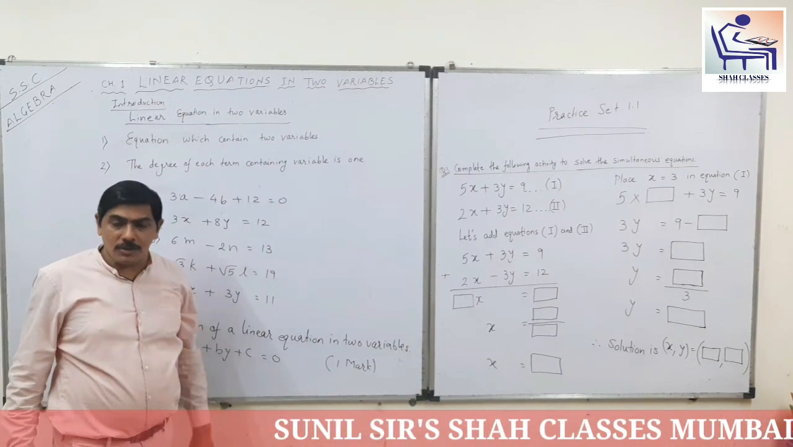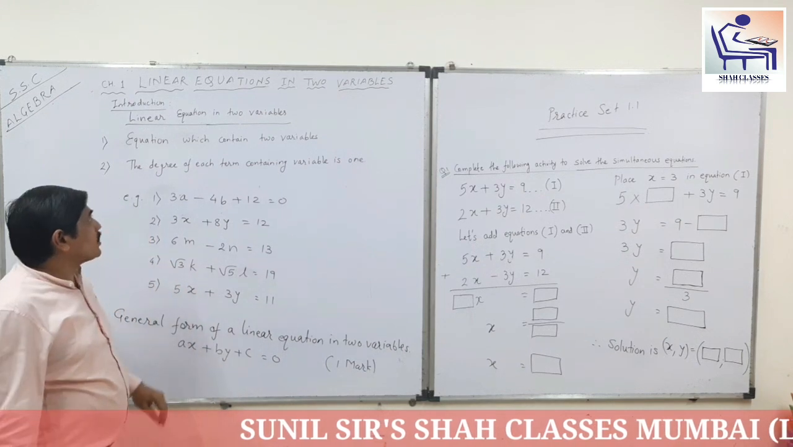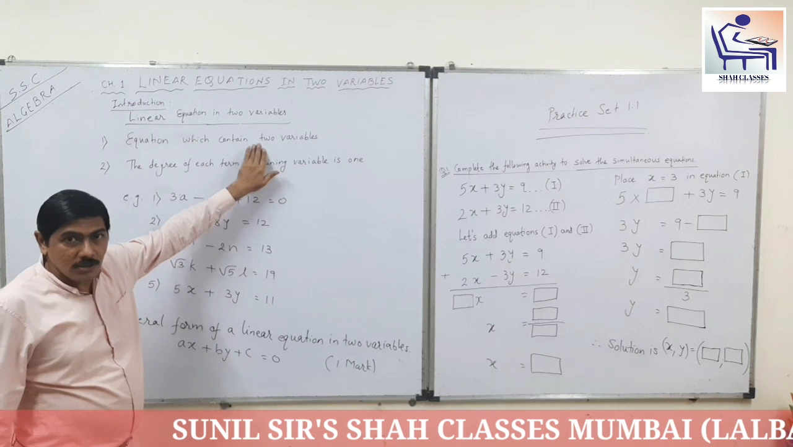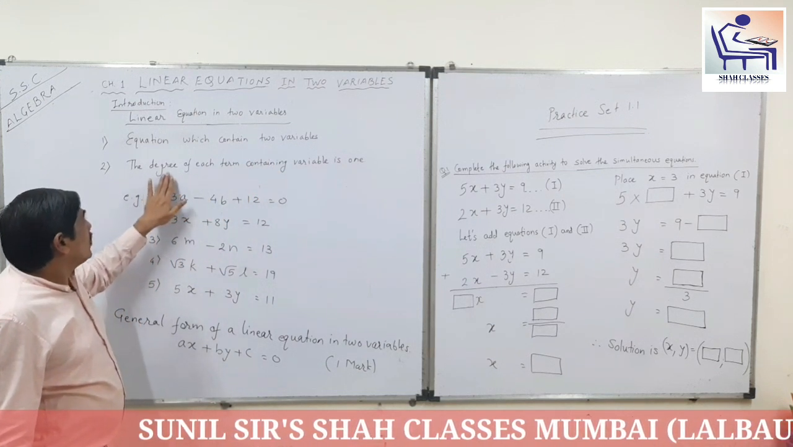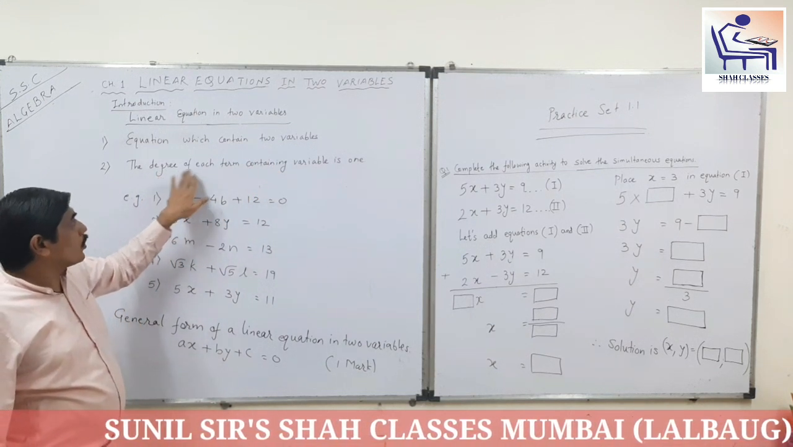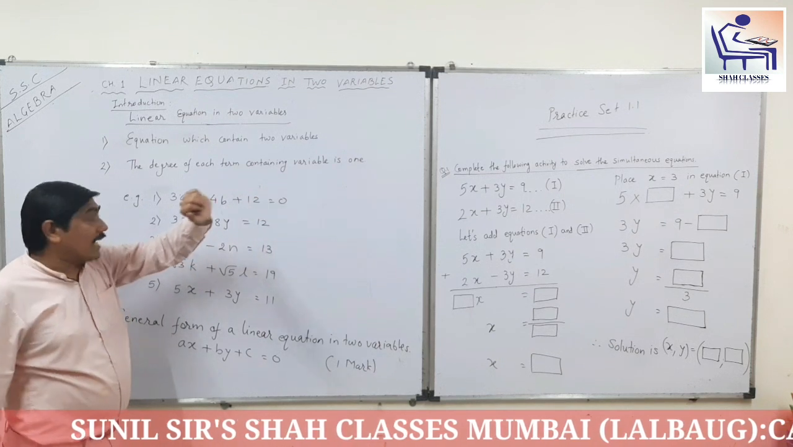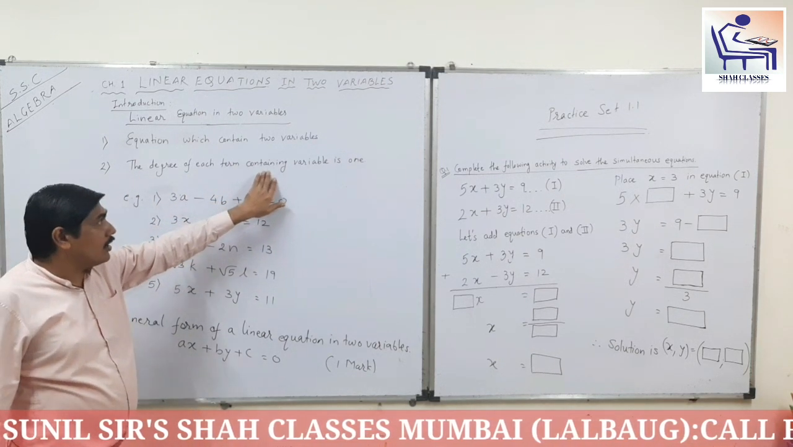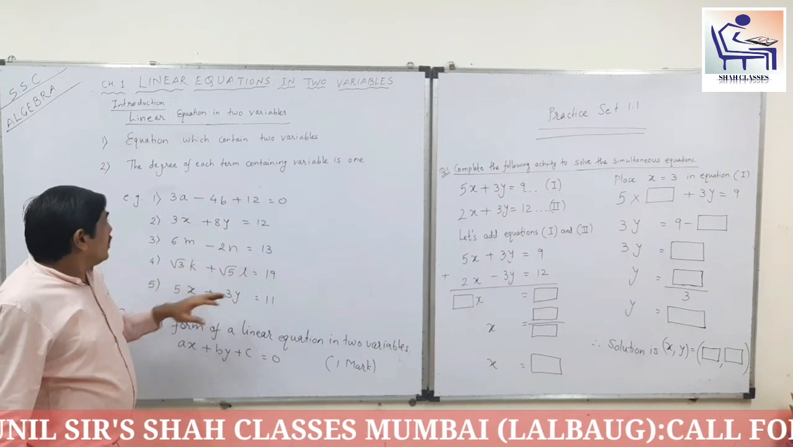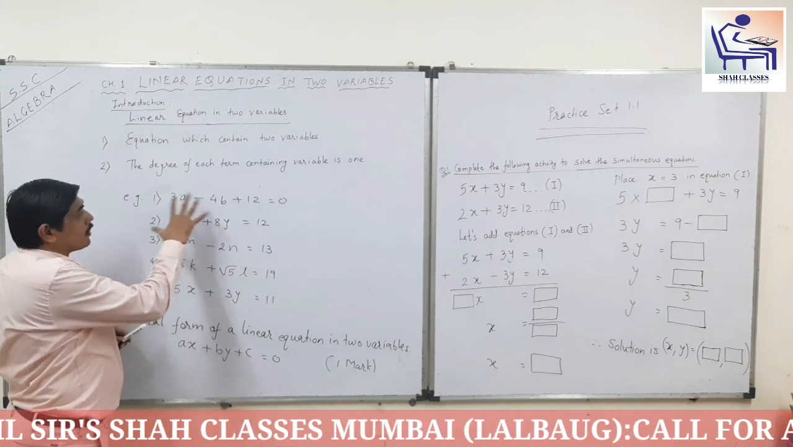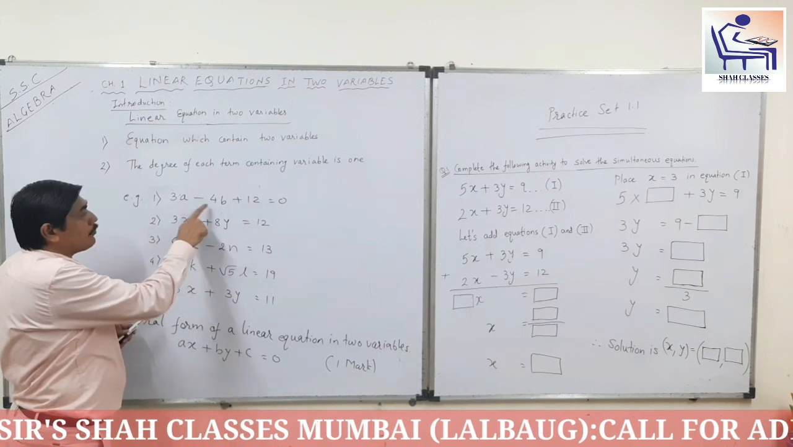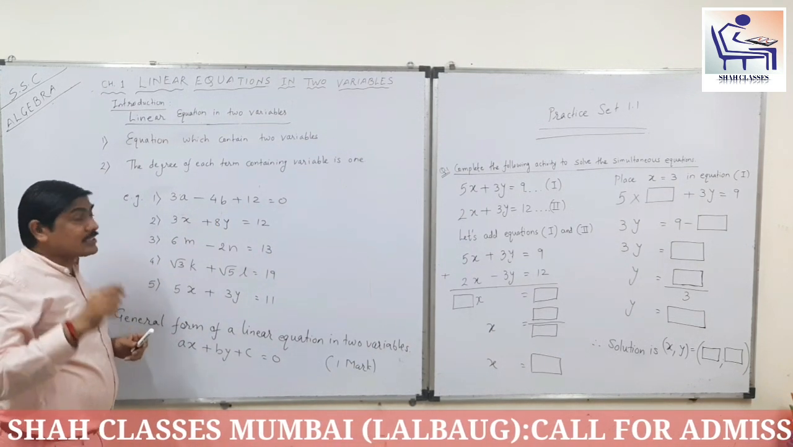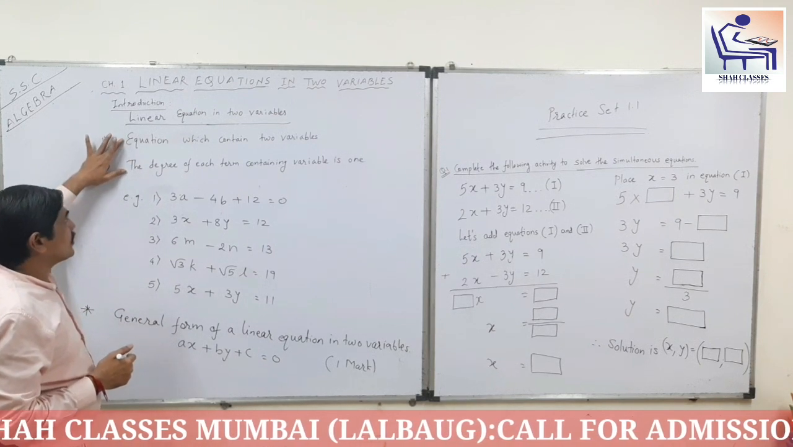अगर किसी भी इक्वेशन में आपको दो वेरिएबल्स मिले तो ये लीनियर इक्वेशन हो सकता है, but there is one more condition: the degree should be 1. So the degree of each term containing a variable is 1. Here you can see an example: 3a minus 4b plus 12 is equal to 0. Let's check both the conditions.